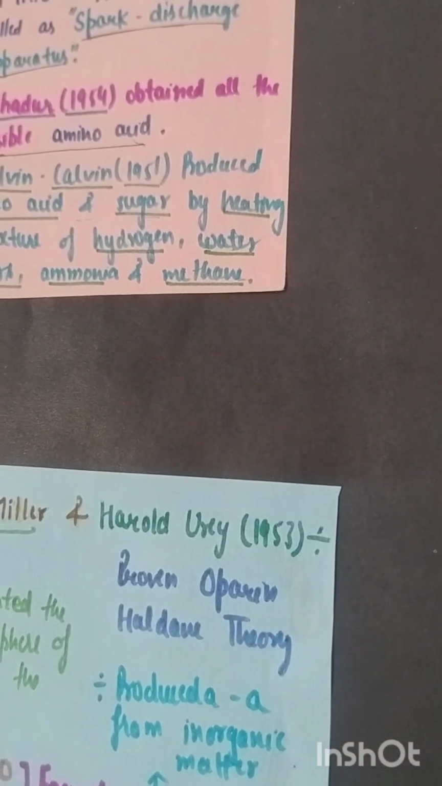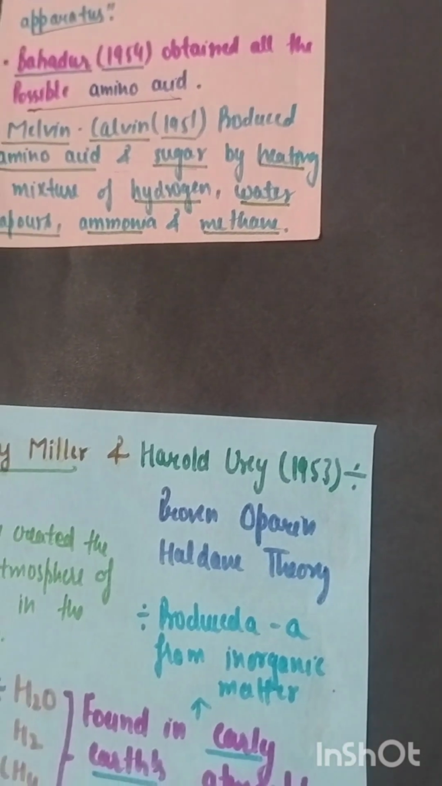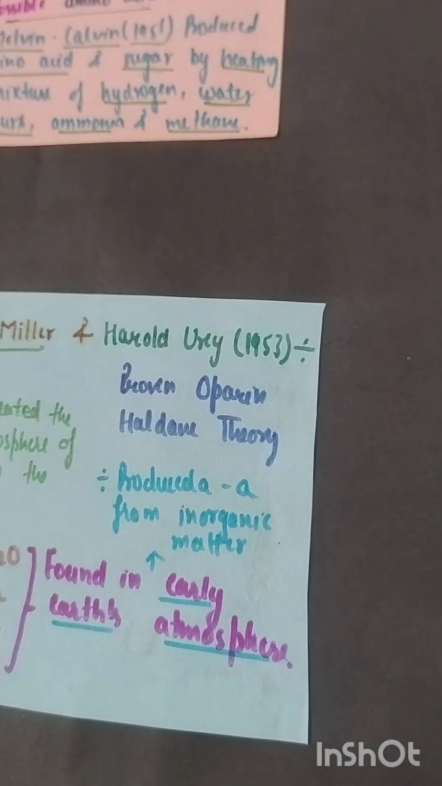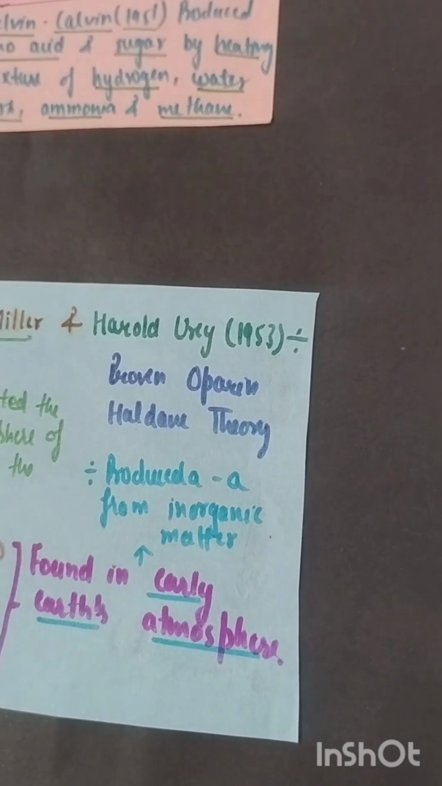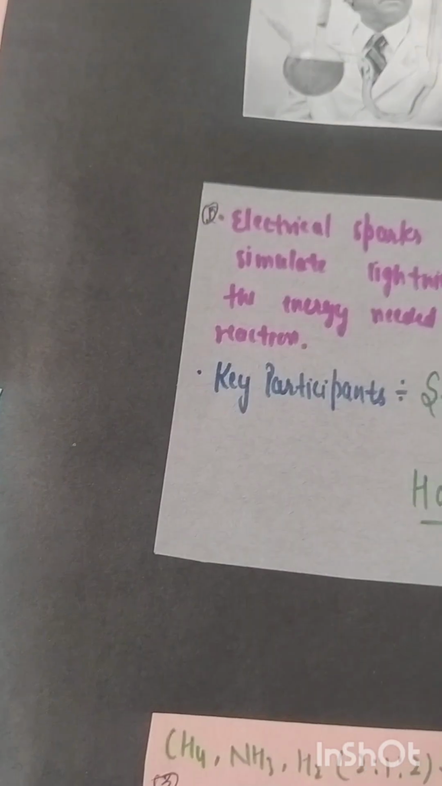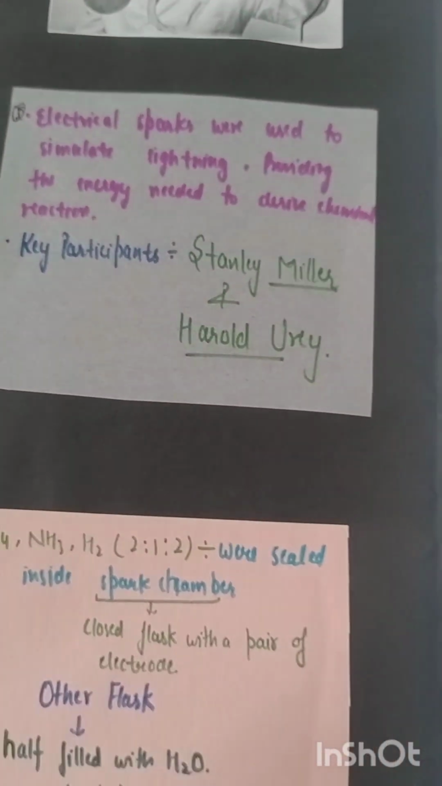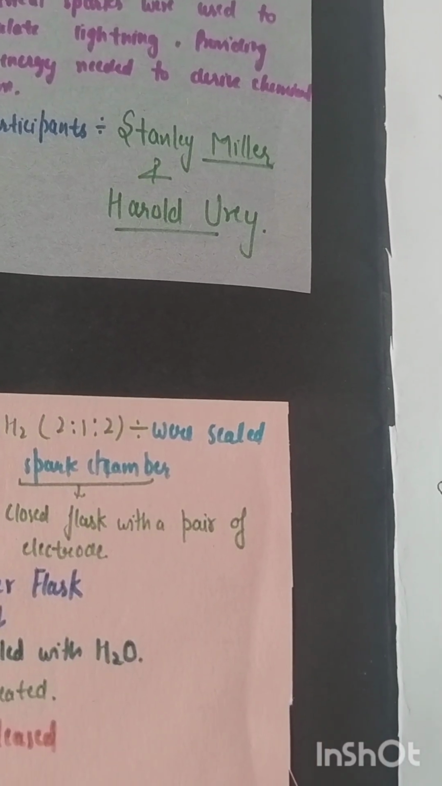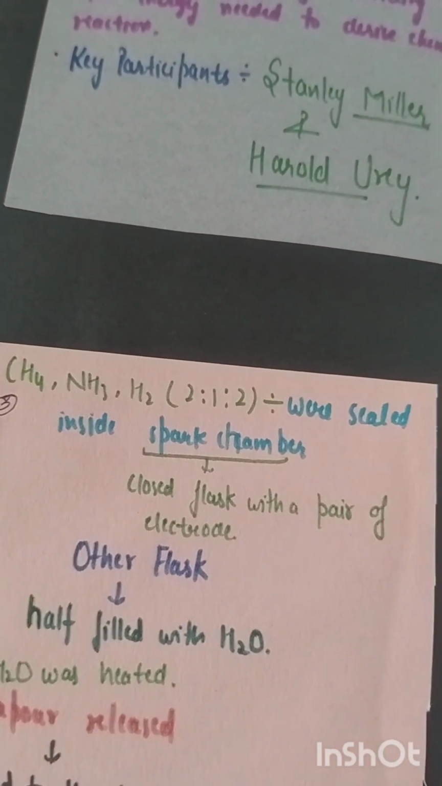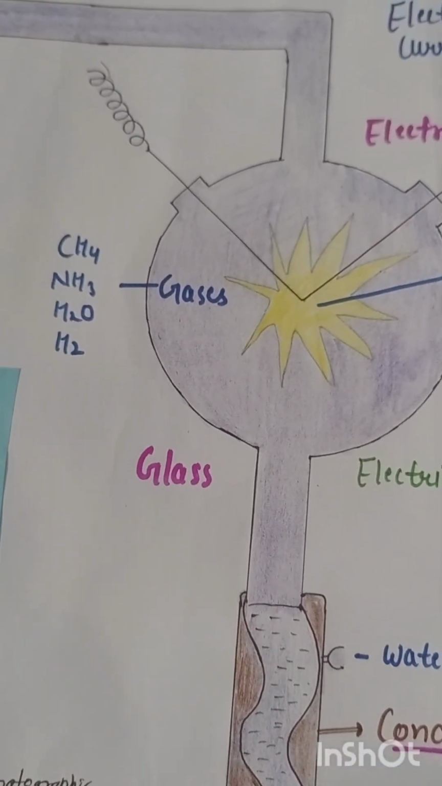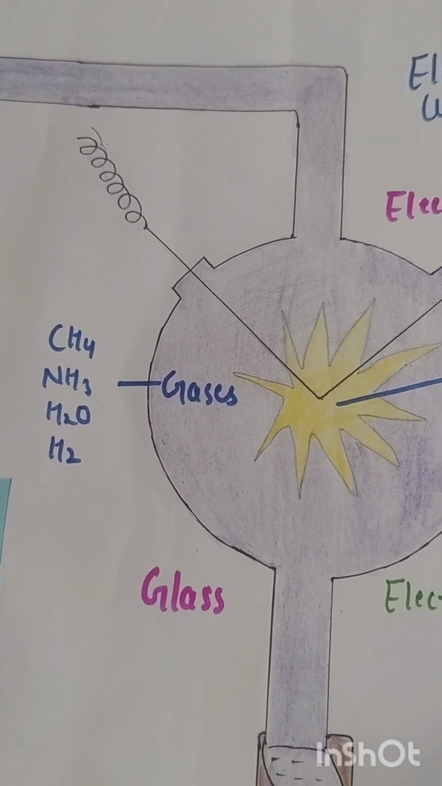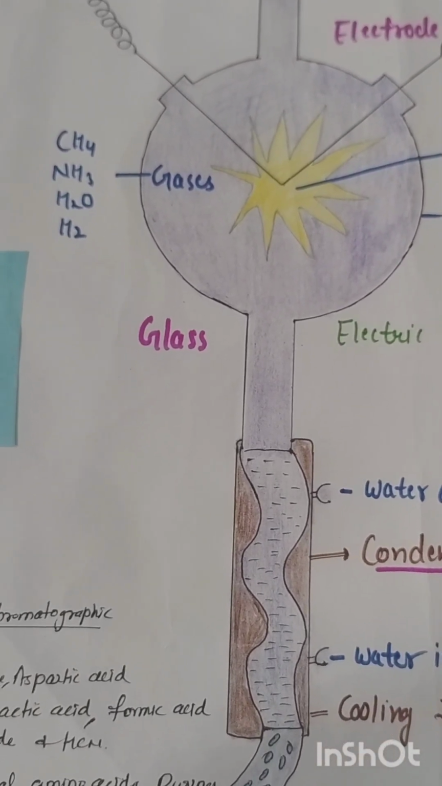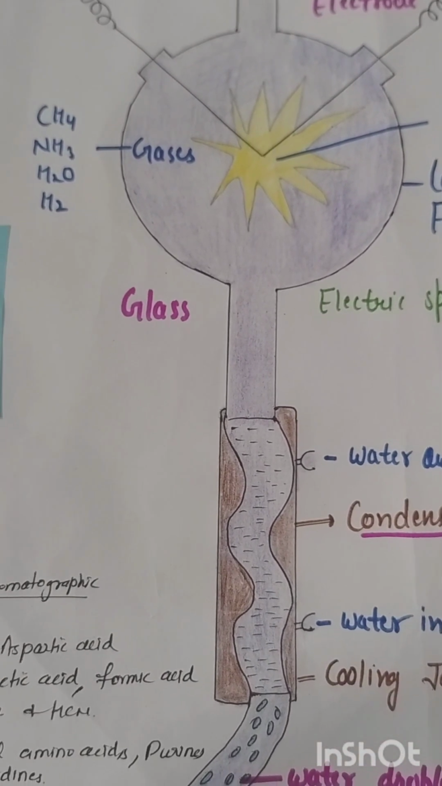Later on Bahadur obtained all the possible amino acids, and Melvin and Kelvin produced amino acids and sugar by heating a mixture of hydrogen, water vapors, ammonia and methane. So in Miller's experiment, methane, ammonia, hydrogen and water, in the ratio 2:1:2:2, were sealed inside the spark chamber here. This one, CH4, NH3, H2O, they were just sealed in the spark chamber.